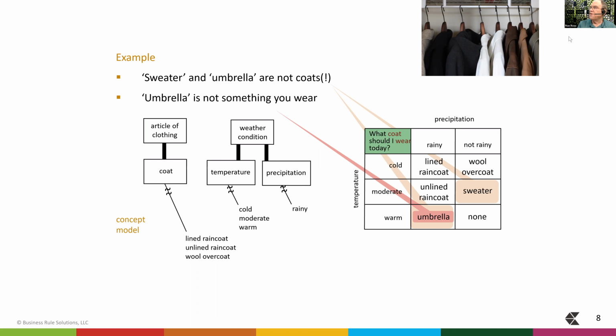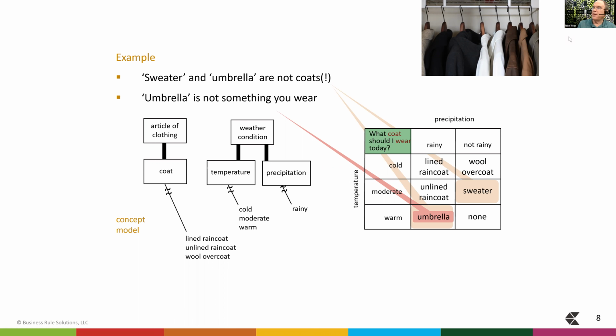So the question I started off with was, what coat should I wear today? Now I've got a couple of newcomers, sweater and umbrella, a couple of new concepts, a couple of new terms that are not coats. So suddenly my vocabulary and its structure have gotten a little bit out of line with the decision table. The terminology and the structure are not aligned with the decision table. So I've added a little bit: weather conditions. It could be temperature, the two categories of weather condition, temperature, precipitation. Now I've got cold, moderate, and warm.